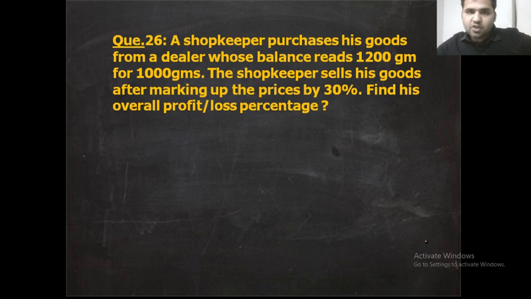The question is, a shopkeeper purchases his goods from a dealer whose balance reads 1200 gram for 1000 grams. The shopkeeper sells his goods after marking up the prices by 30%. Find his overall profit or loss percentage. So solve this question with the method that we have discussed yesterday. You can solve it in one single line. There are multiple methods to solve this question, and we will discuss both of these two methods. Use the fraction equivalent to solve this question, and then we will do this question with a normal method also. Attempt this question.